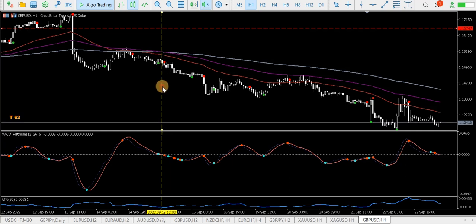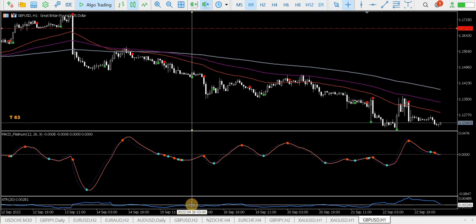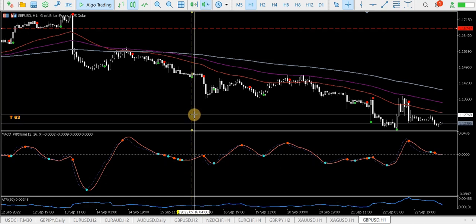That's really not a valid signal. I'm just looking at the MACD platinum, where it is in relation to the zero level. Here's a valid signal. Here's a buy. Now this one is one that goes against me. I've got the ATR. ATR's 22.2, but it doesn't matter.